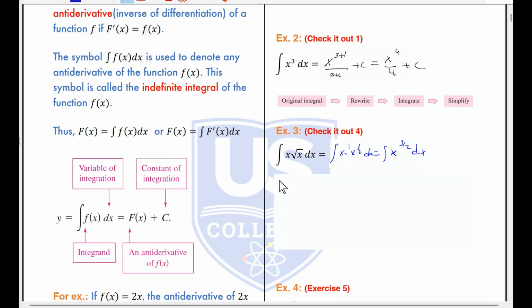So when we take integral, apply the rule, increase the power by 1, x to the 3 over 2 plus 1, divided by the same power. What is 3 over 2 plus 1? This is 1.5 plus 1, 2.5, which means 5 over 2. X to the 5 over 2 over 5 over 2. I don't want fraction at the bottom, so let's flip it then. 2 over 5, x to the 5 over 2.